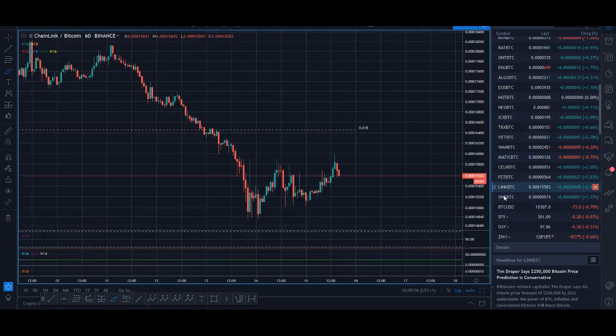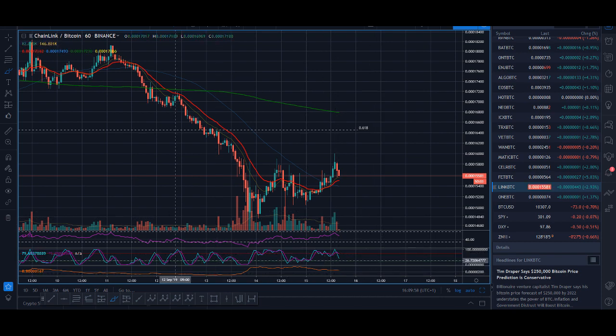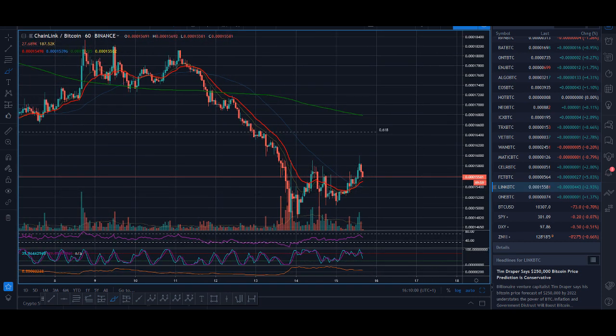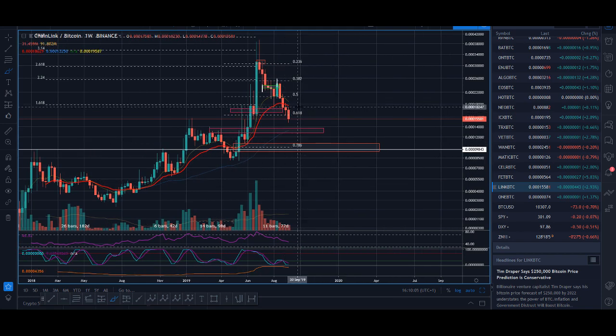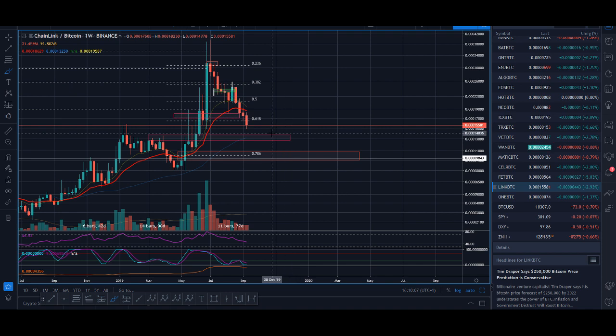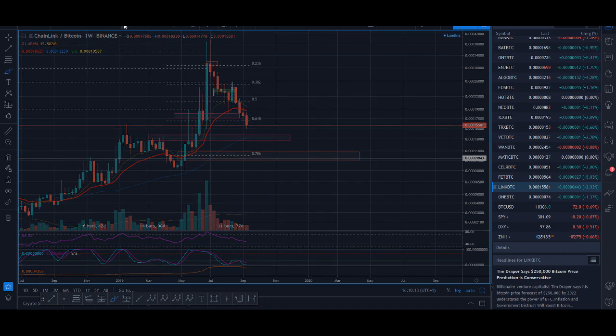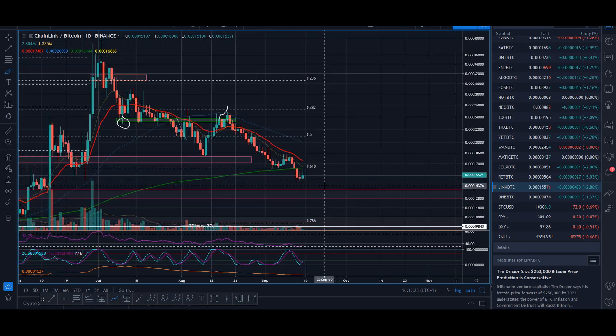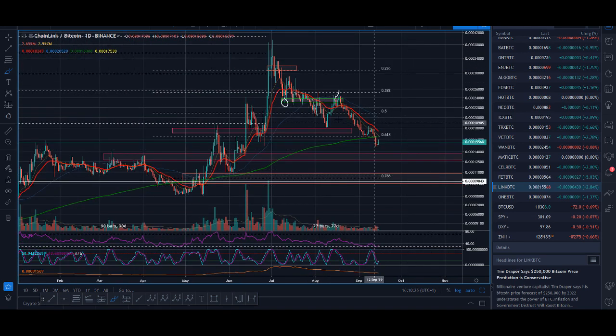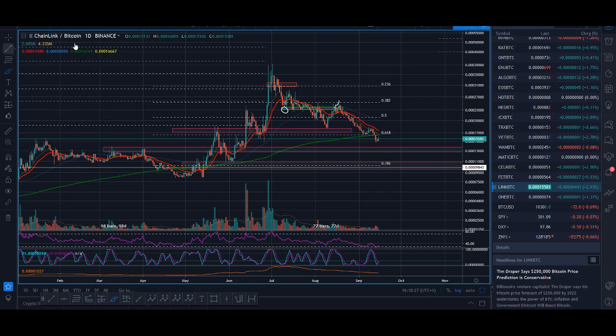Let's have a look at Link. So Link, the 618 level was a level I was going to look to buy, but it seems to have literally just smashed through that now. So my next level would be these two zones, the 786 zone, and there's some confluence here as well, the 50 weekly moving average. So those will be the two levels I'd be looking to buy on Link.